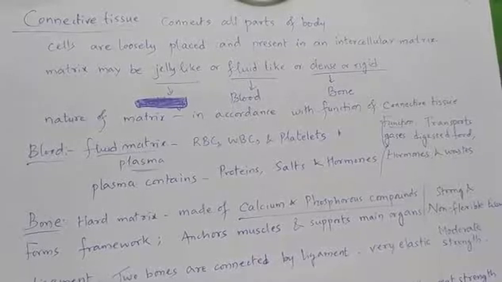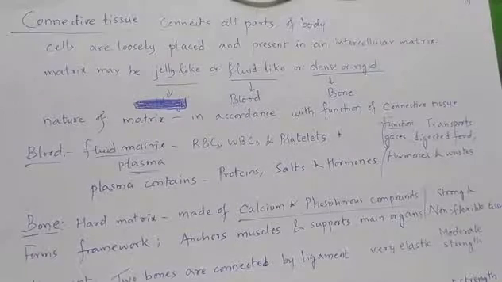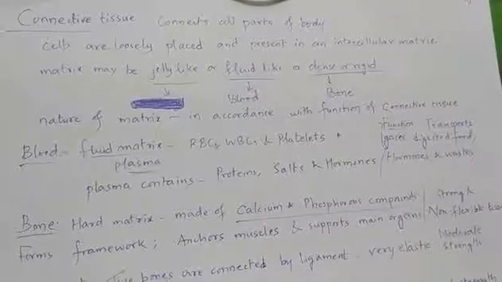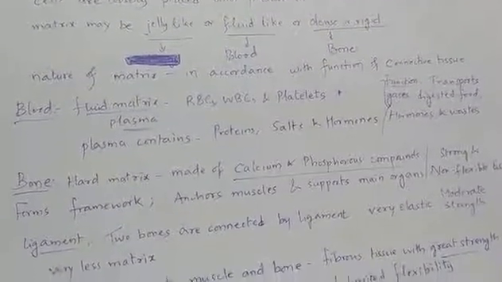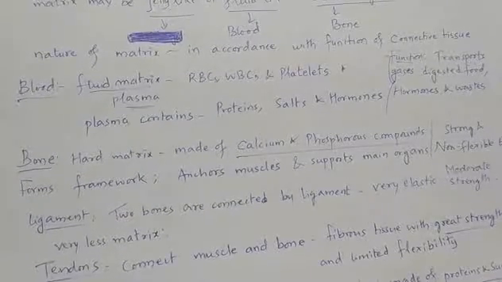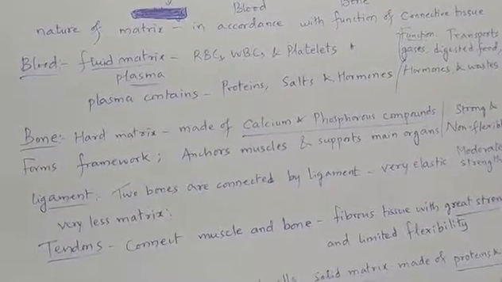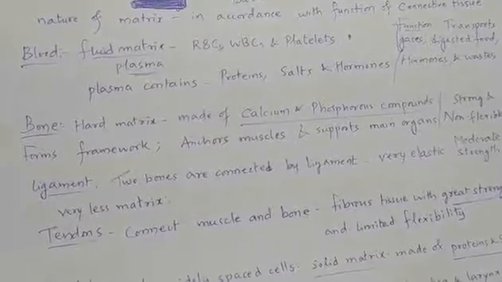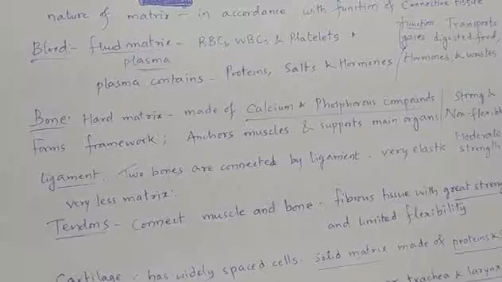In connective tissue, the cells are loosely placed and present in an intercellular matrix. The matrix may be of jelly type or fluid type or dense or rigid. The nature of the matrix decides the function of the connective tissue. There are various types of connective tissues. Fluid connective tissues and solid connective tissues, both are going to be explained now.